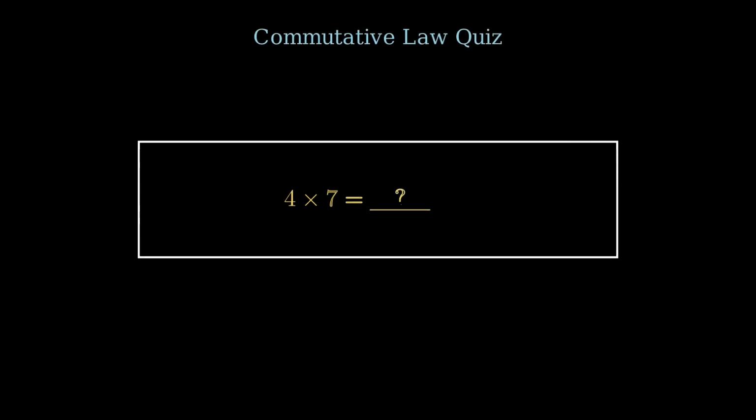Now let's test your understanding of the commutative law. Look at this multiplication expression. 4 times 7 equals 28. Based on the commutative property, fill in the blank to complete the equation. Think about how the numbers swap their places.